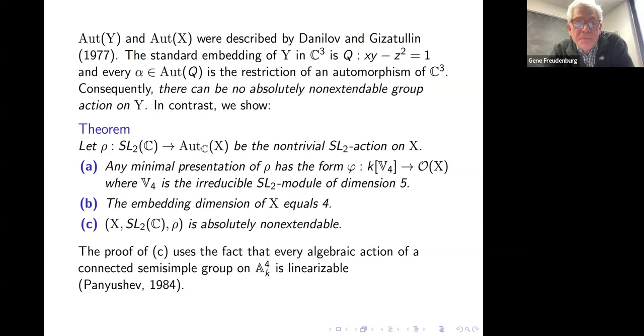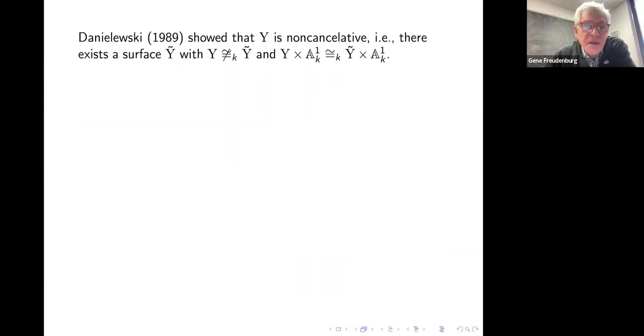And regardless of how I put that surface into 4-dimensional space, the SL2 action does not extend. Okay, that's what this says. The proof of part C uses the fact that every algebraic action of a connected semi-simple group on A4 is linearizable. That goes back to a result of Panyushev. So anytime you want to show something's absolutely non-extendable, you have to know something about the ambient automorphism group, of course. All right, so that's a result about this surface X.